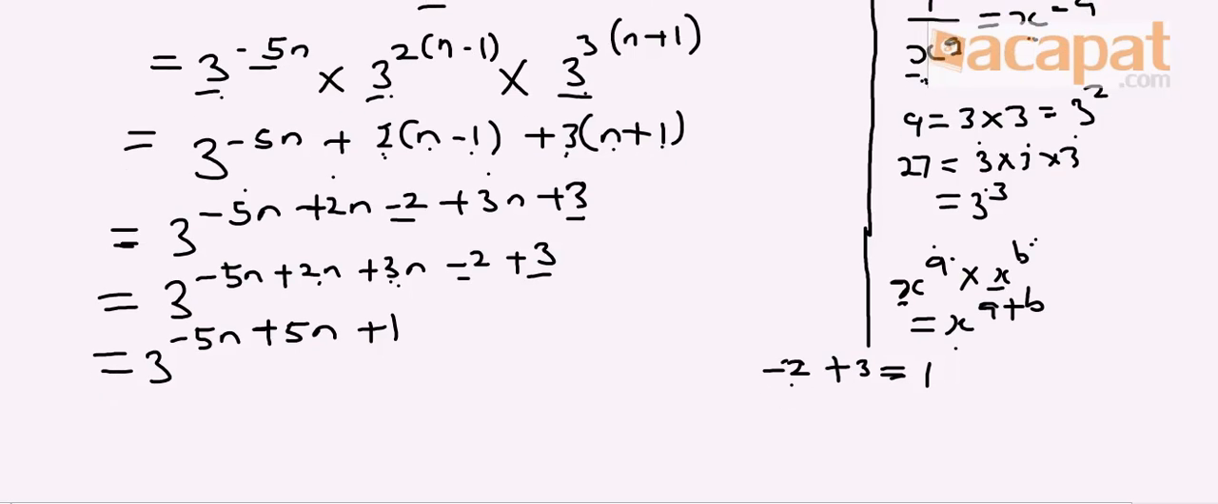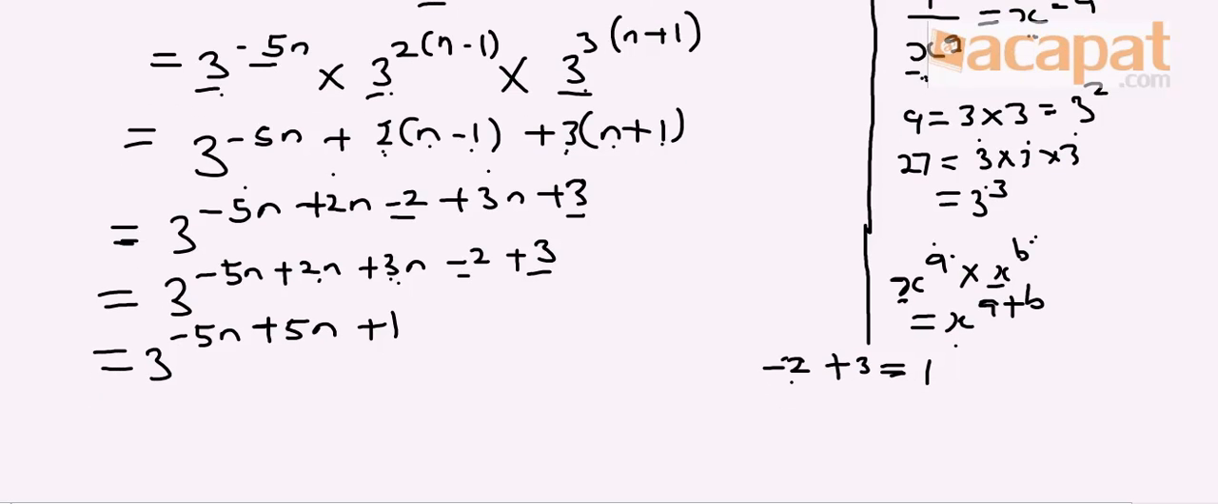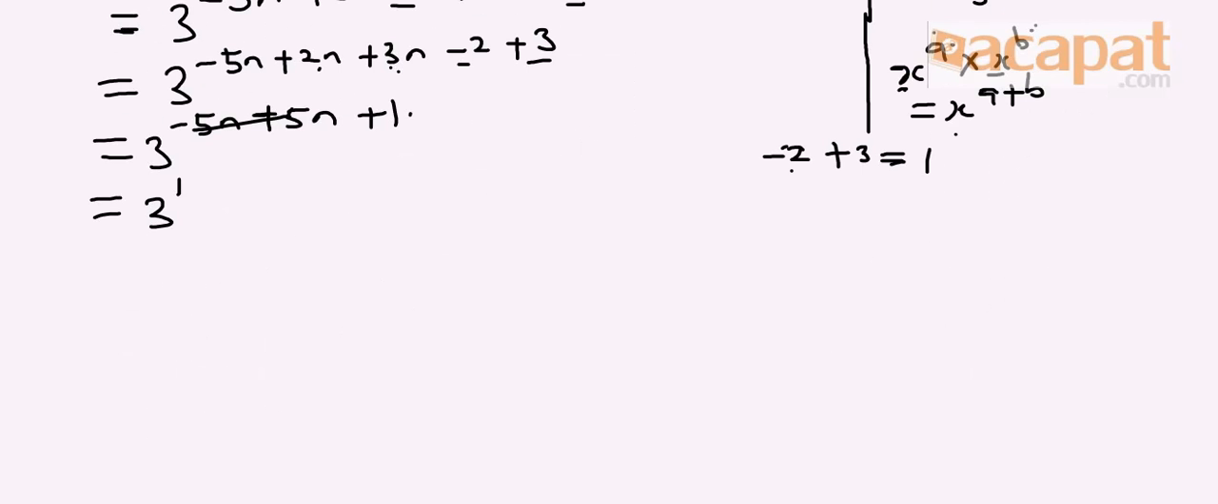So minus 5n plus 5n cancels out. This will be equal to 3 raised to the power 1. I'll have 1 left. 3 raised to the power 1 is 3, so the answer is equal to 3.